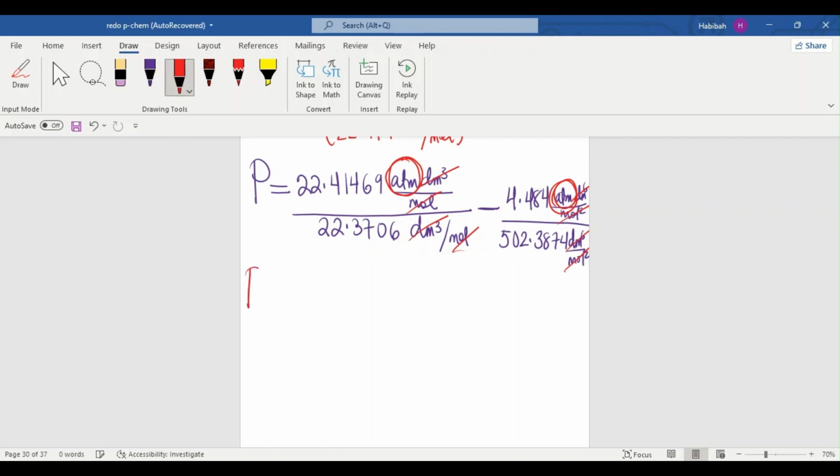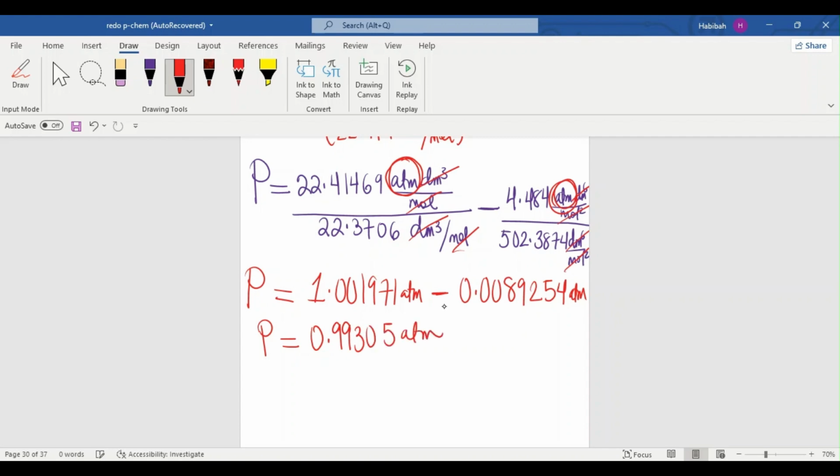So let's say pressure now is just going to be 22.41469 divided by 22.3706, which will give you 1.00197 atmosphere, okay, minus 4.484 divided by 502.3874 would give you 0.0089254 atmosphere.